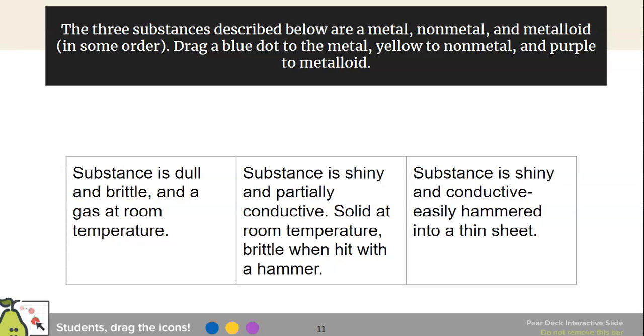All right, so I want you to read these three examples, pause, and see if you can figure out which one is a metal, which one is a nonmetal, and which is a metalloid. And press play when you're ready to go over it.